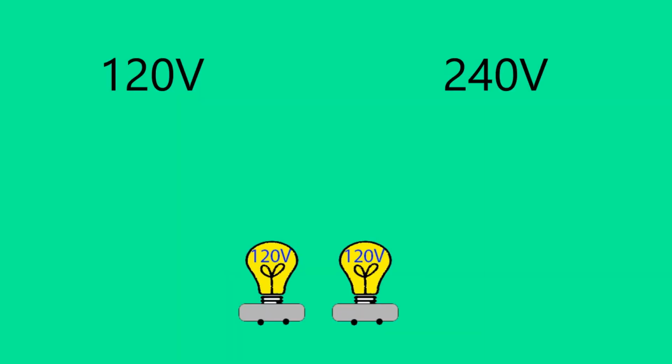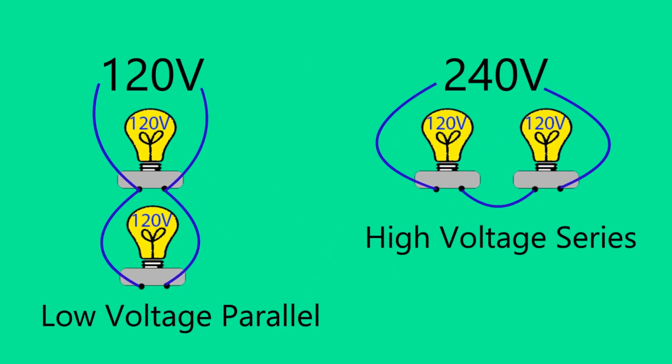Notice in the example how the lamps must be connected to operate properly. The lamps must be placed in parallel to operate on 120 volts. The lamps must be placed in series to operate on 240 volts. Just as with these lamps, series and parallel connections of transformer windings will allow the transformer to operate on one of two voltages.